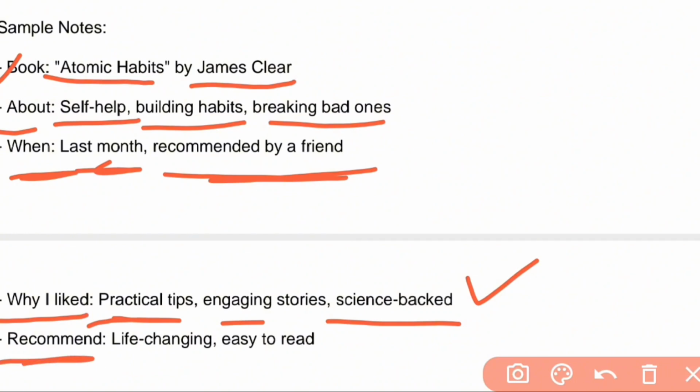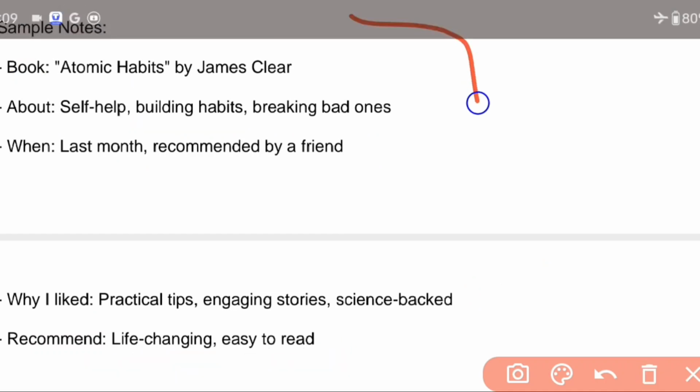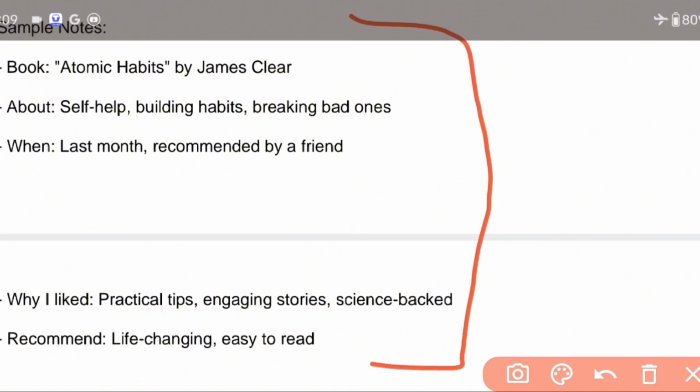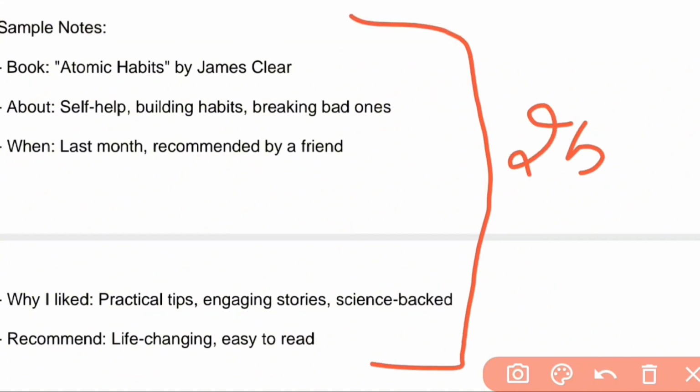And why you would recommend it? Because it is life-changing and it is easy to read. So this is the exact format and exact structure, and this will take not more than 25 seconds for you to write down when the examiner says, now you have 1 minute to prepare for your cue cards.